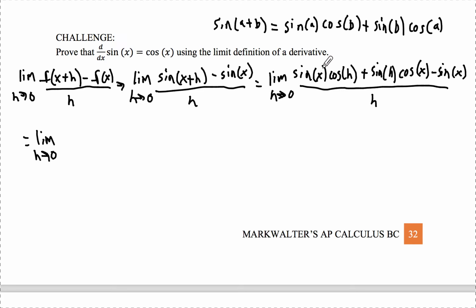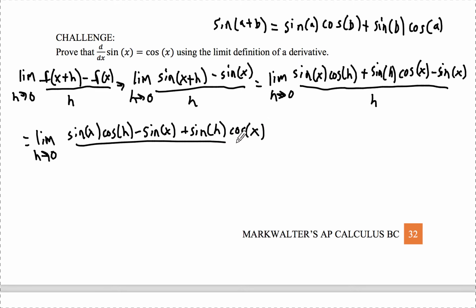All right. If we want to prove this, our next step, we got to think, okay, well, what can we do here? We're going to clump some stuff together then. I see that there's in here some sine of x stuff. So let me actually move the sine of x stuff closer together. Here's what I mean. So I'm going to take sine of x cosine of h. I'm going to move that minus sine of x a little closer, minus sine of x. And then I'm going to push that plus sine of h cosine of x a little farther away, all over h. I'm now going to factor out that sine of x.